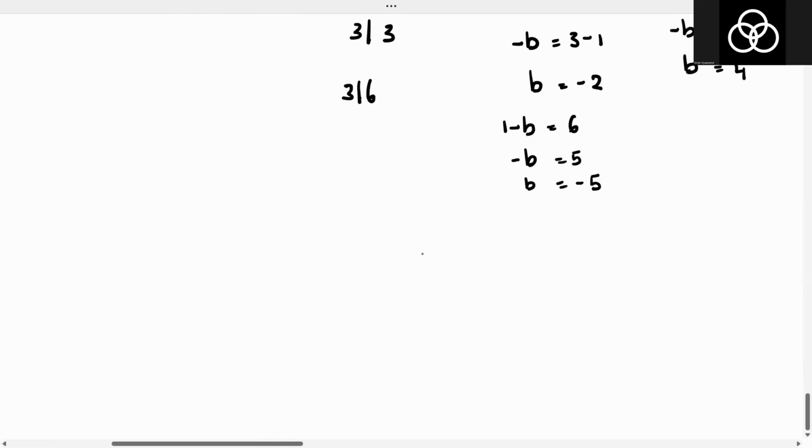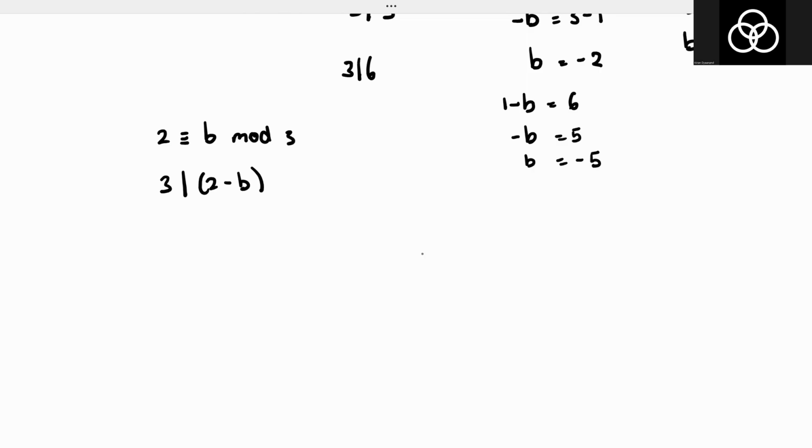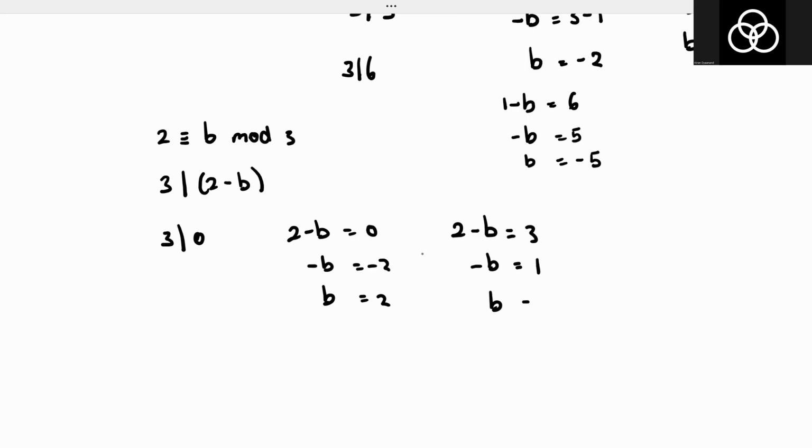So now, by definition, for the equivalence class of 2, 2 is congruent to B mod 3, which means 3 divides 2 minus B. So we need 2 minus B to be a multiple of 3. So what are the possible values for 2 minus B? Well, when it is 0, we have 2 minus B equal to 0, minus B is equal to minus 2, so B is equal to 2. Of course, we could have it being equal to 3, any multiple of 3. Minus B is 1, so B is minus 1.